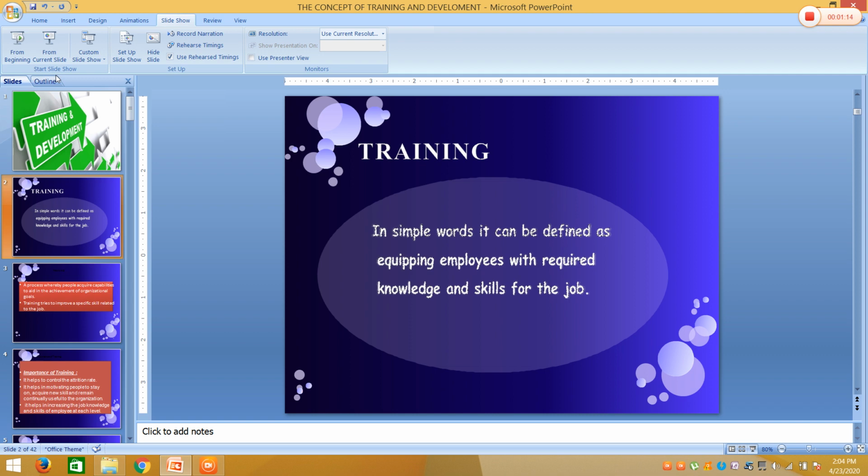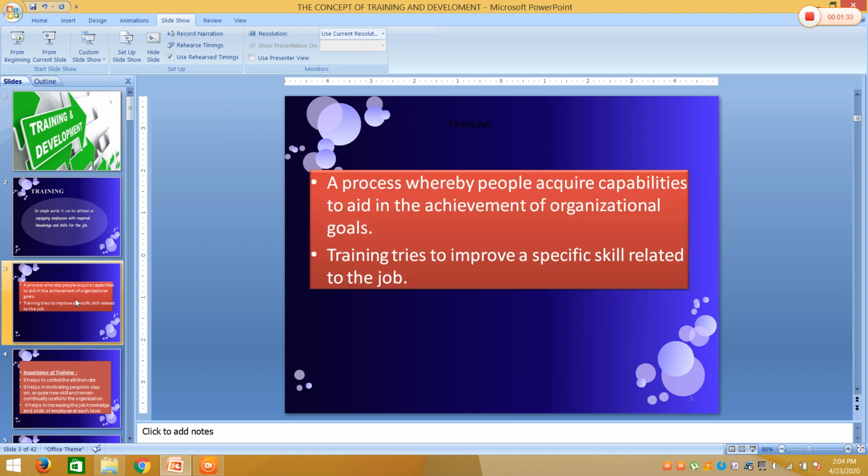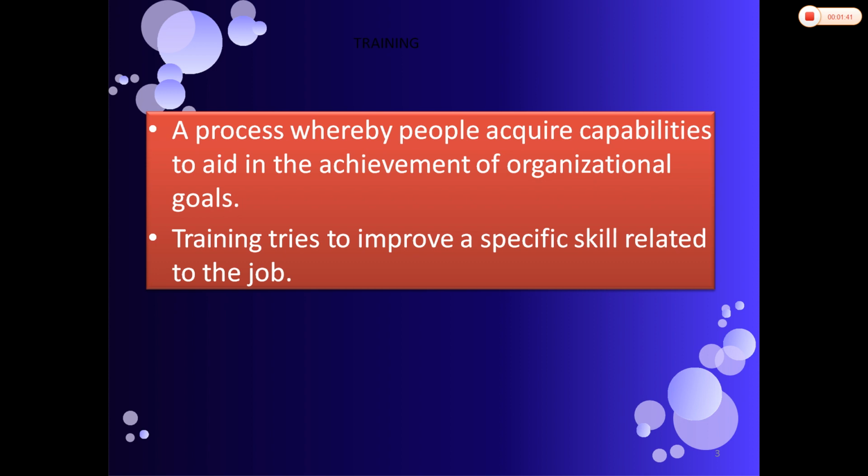In simple words, training can be defined as equipping employees with the required knowledge and skills for the job. Equipping employees means making them learn and acquire the specific knowledge and skills for doing a job. Training is a process whereby people acquire capabilities to aid in the achievement of organizational goals. Capabilities means the competencies, the required knowledge, to achieve the organization's goals.